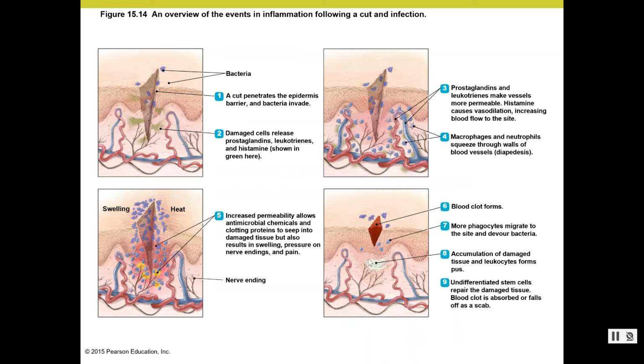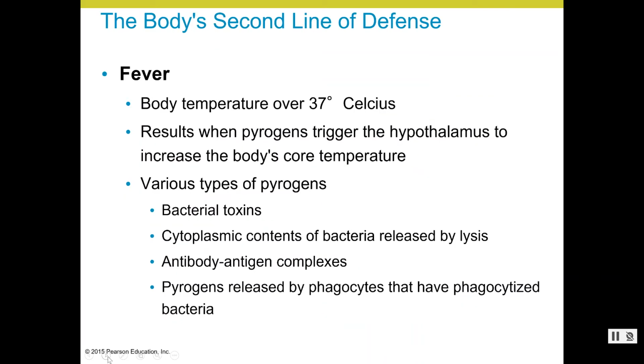You've got some tissue damage, so you might have some pus that forms in that area. Your body will either reabsorb this, or the pus may form like a little boil and you might have to lance it. The blood clot eventually will either be reabsorbed or fall off as a scab. All right, so go through that video and work through the process of inflammation and bring your questions.